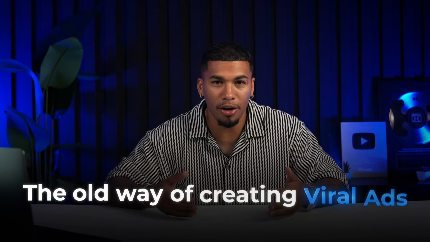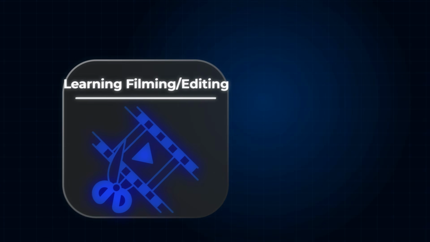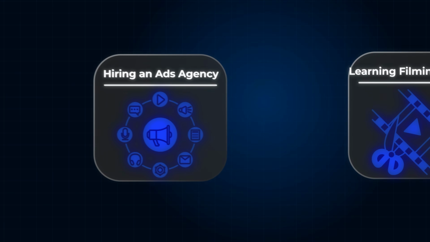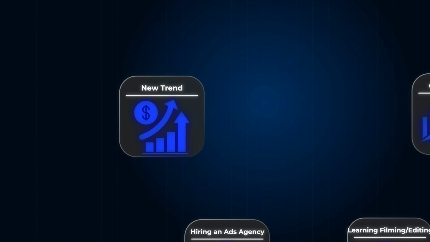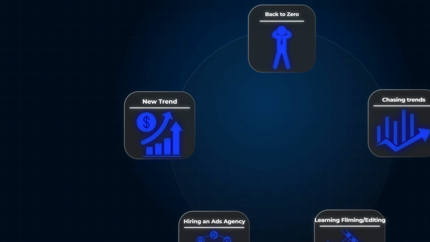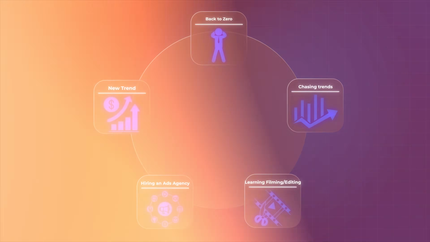The old way of creating viral ads is dead. You probably know what I'm talking about. You spend hours chasing trends, teaching yourself how to film and edit, or your other option is to drop thousands on ad agencies that you can barely even afford. But by the time that you're actually running your ads, there's already a new trend going on. And the worst part is you're back at square one, repeating the same cycle over and over again just to keep up. So how do you actually break out of that cycle and stay ahead of the curve?